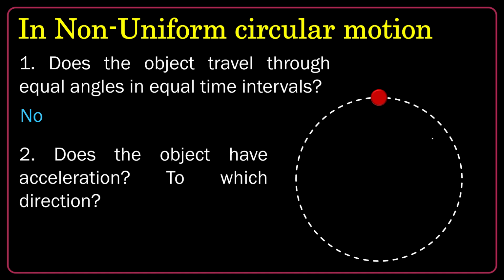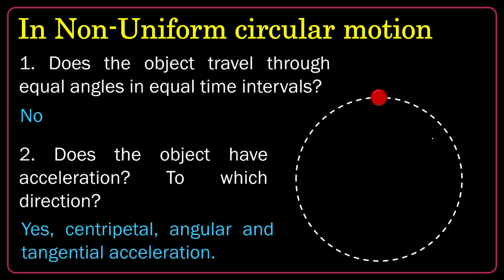Question number 2. Does the object have acceleration, and in which direction? Of course it does. As it's speeding up or slowing down, rather than the centripetal acceleration, it also has an acceleration which is called angular acceleration, and also the tangential acceleration, the topic of this video.